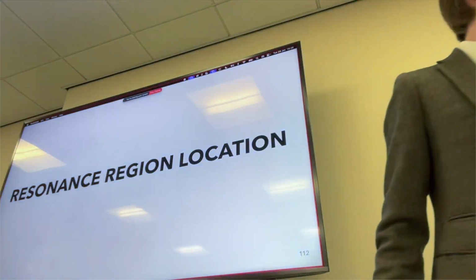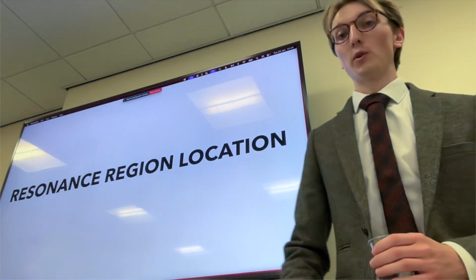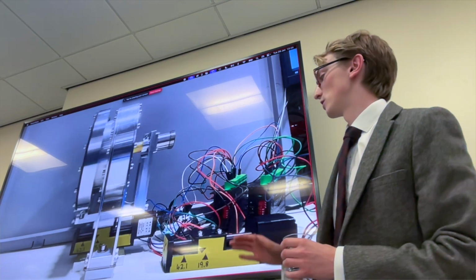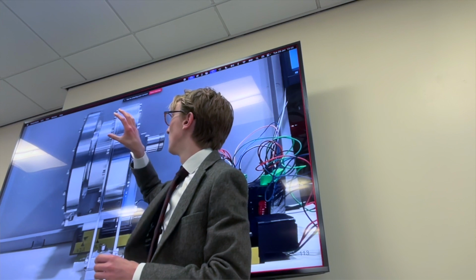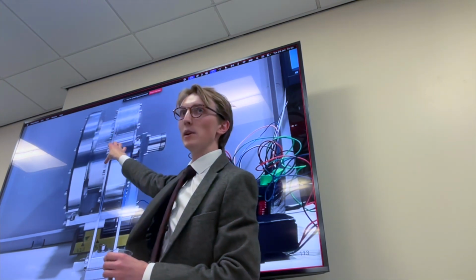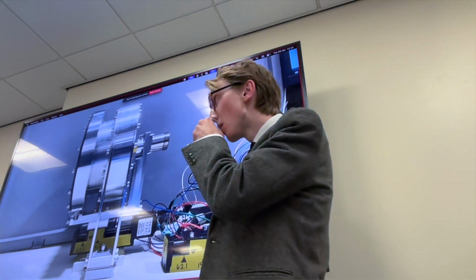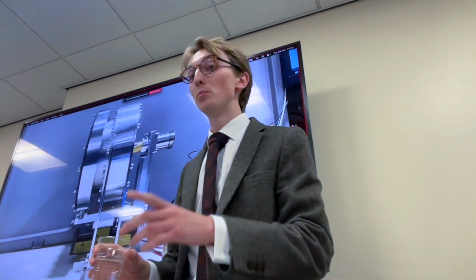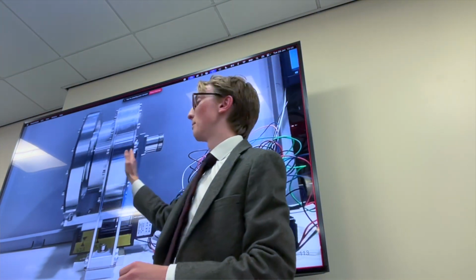So I next moved on to a small study on the effects of resonance region location. And I designed the thruster so that it could be displaced. So in the center here, you have your central magnet assembly, and what's moving here is the thruster. So the magnetic field is essentially being swept through the thruster. And more importantly, the ECR region is being swept from the front of the thruster to the back of the thruster.